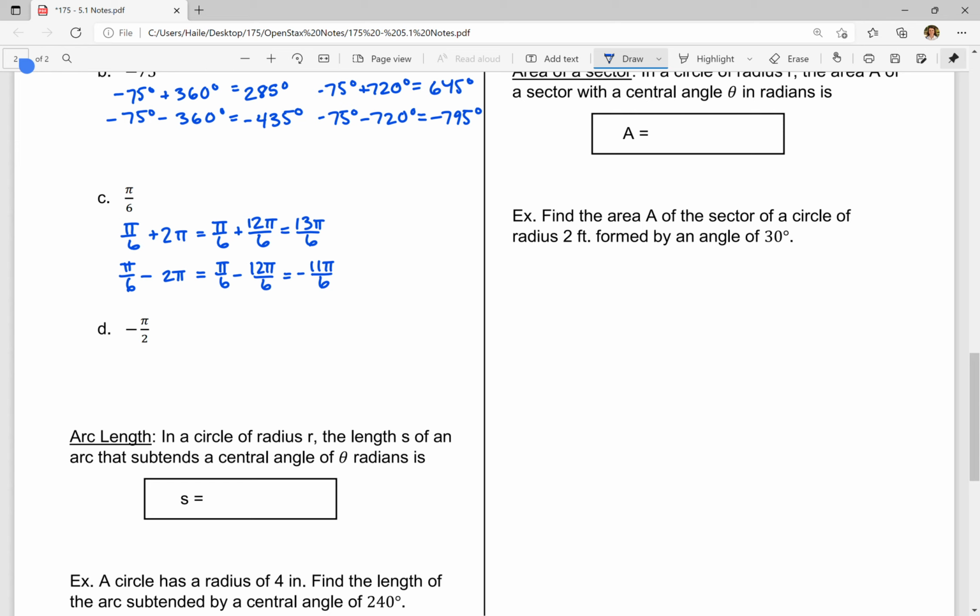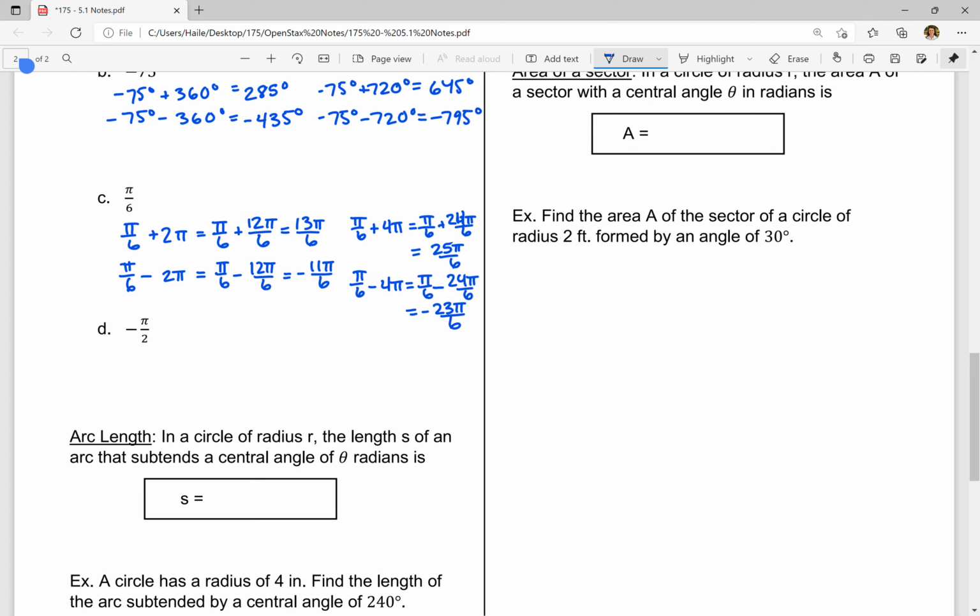Okay, so now let's suppose that we add 4 pi. So what if I did pi over 6 plus 4 pi? Well, that would give me pi over 6 plus 24 pi over 6, which would just be 25 pi over 6. And then finally I could subtract 4 pi. So I could take pi over 6 minus 4 pi, which would be pi over 6 minus 24 pi over 6, which would be negative 23 pi over 6. So those are our 4 coterminal angles to pi over 6.